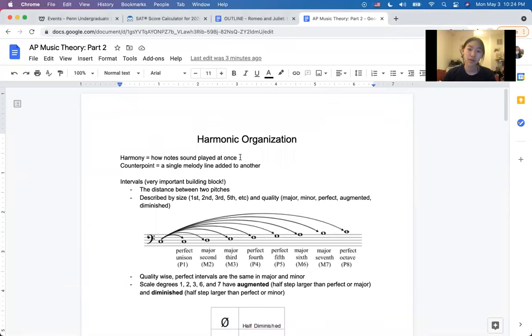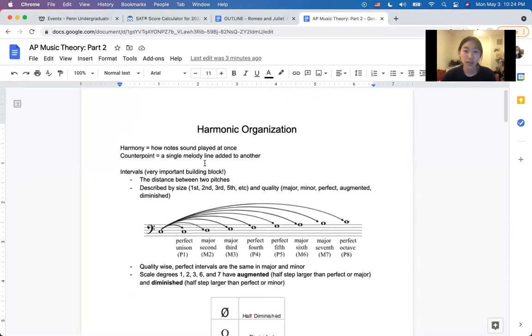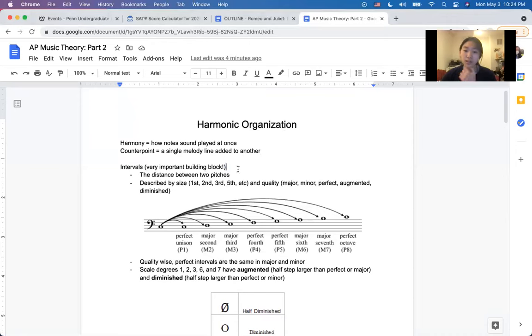So first of all, let's talk about what harmony is. It's basically just how many notes sound played at once. You are adding a vertical element to a melody. A counterpoint is just a single melody line added to another. For instance, Bach has a lot of pieces where there's counterpoint, many different melody lines on soprano, bass, and so on.